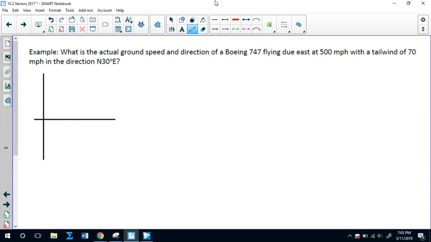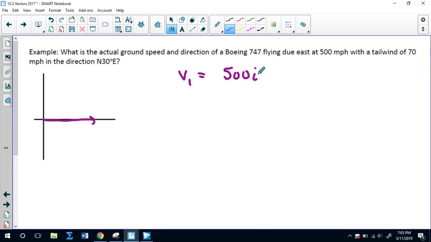So I'm going to start with this grid here, and it says that the plane, lost my pen, here it is, that the plane is flying due east. So due east at a speed of 500 miles per hour. So I'm going to write that vector. That is the vector. I was going to call it V1. And since it's flying at 500 miles per hour east, so it'd be 500i, or if you prefer component form, it would be 500, comma 0.